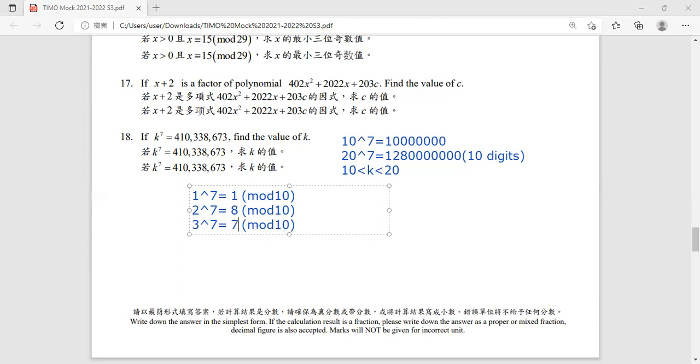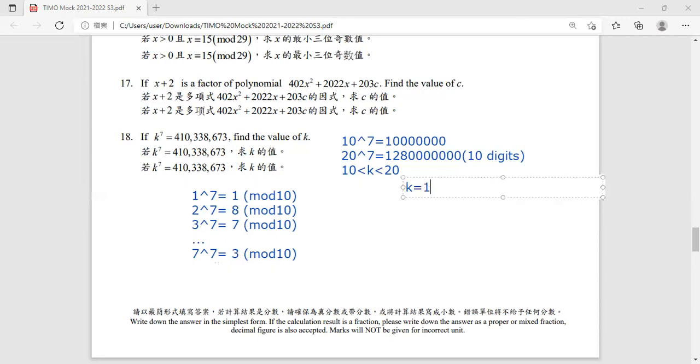And you can check it like this, and you check this one. So the answer is K equals 17.